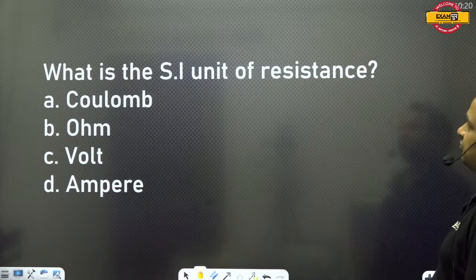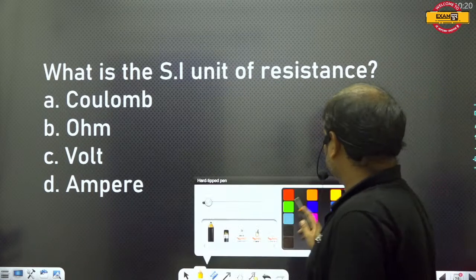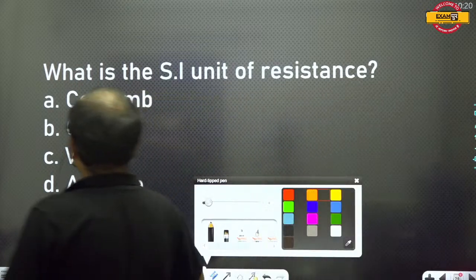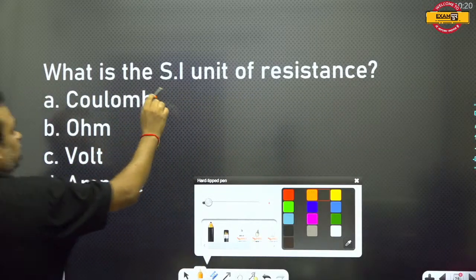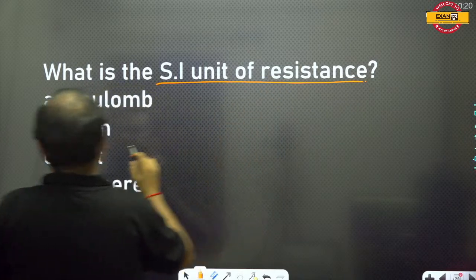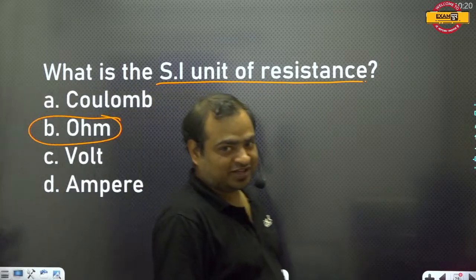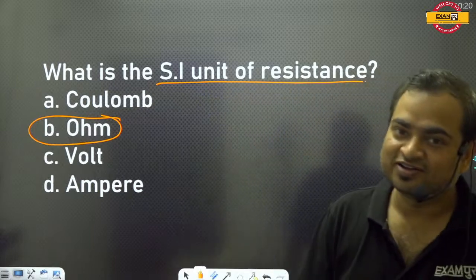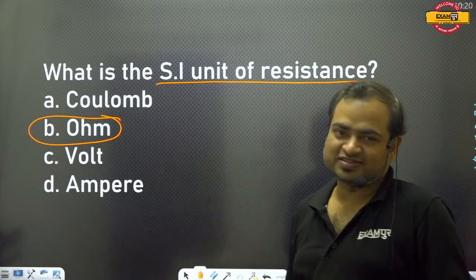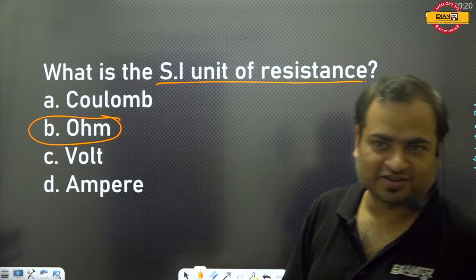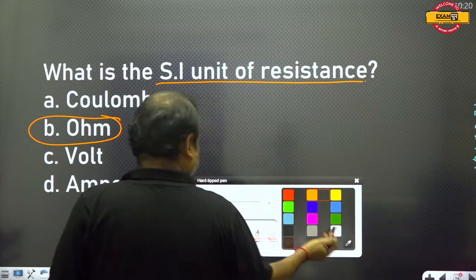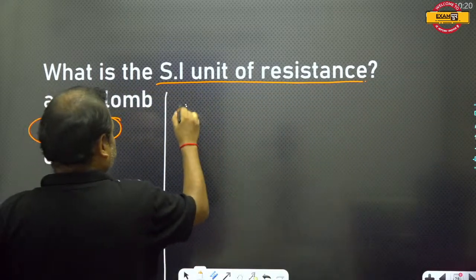What is the SI unit of resistance? Okay. SI unit of resistance, this is ohm. Ohm. If I would be the examiner, I will not give you the very simple option for you. I will give you the options like this. Then tell me which one is the correct answer.